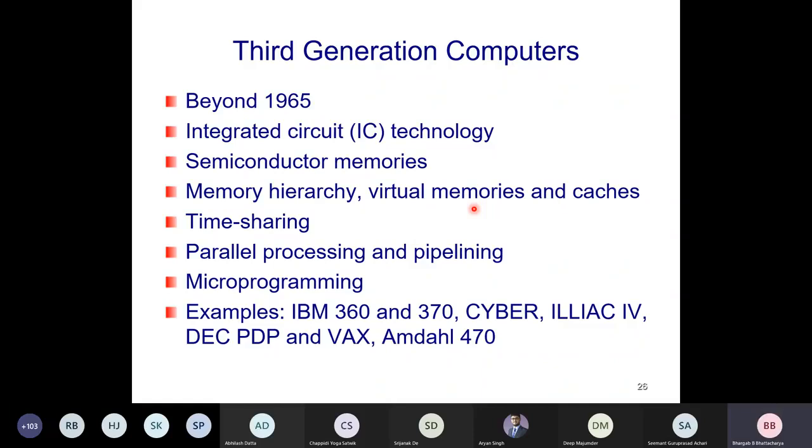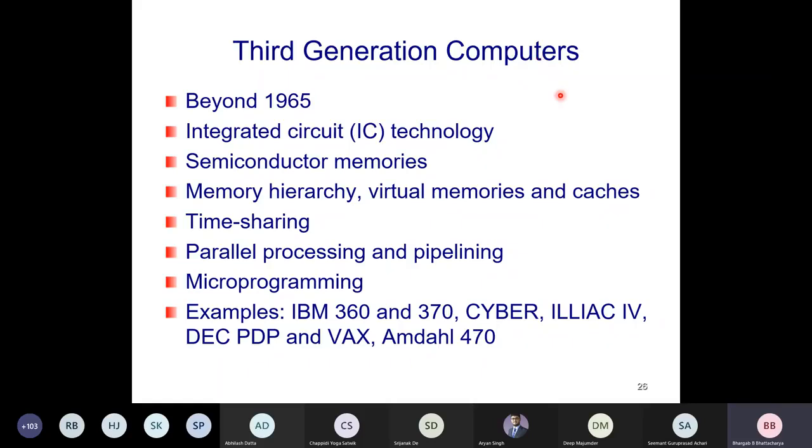The concepts of parallel processing, pipelining, time sharing, microprogramming, and so on came. Typical examples are IBM 360, 370, ILLIAC. ILLIAC was developed at the University of Illinois. It is called the Illinois Automatic Computer, and they built the computer mainly for NASA. Later on came DEC, PDP, VAX and Amdahl 470. Those are the machines belonging to the third generation of computers.